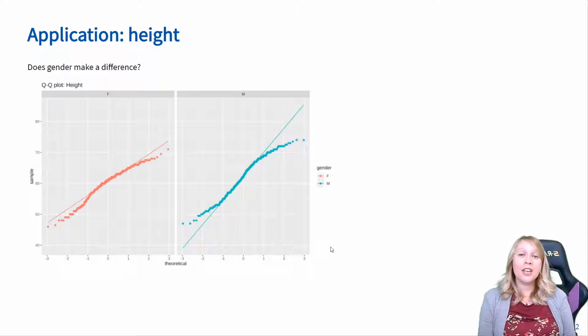In the next video, we'll start talking about how we can use the normal model to think about variation in data, specifically variation in repeated samples.